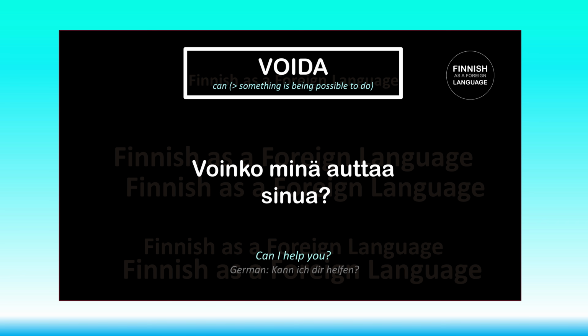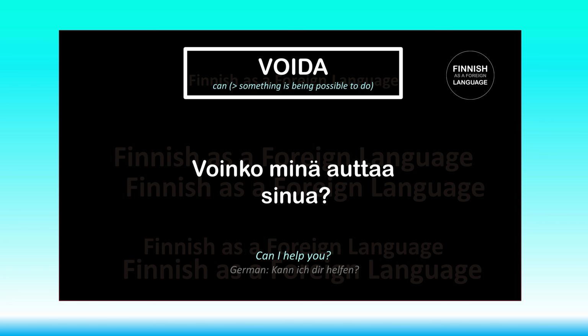Our first one is voinko minä auttaa sinua, which means can I help you? Let's go step by step. Voinko is a combination of the first person singular present tense of the verb voida, which means can, plus the ko suffix, which is our question marker. So voinko means can I, minä means I, auttaa, standing here in the infinitive form, means to help, and sinua is the partitive case of sinä, which means you.